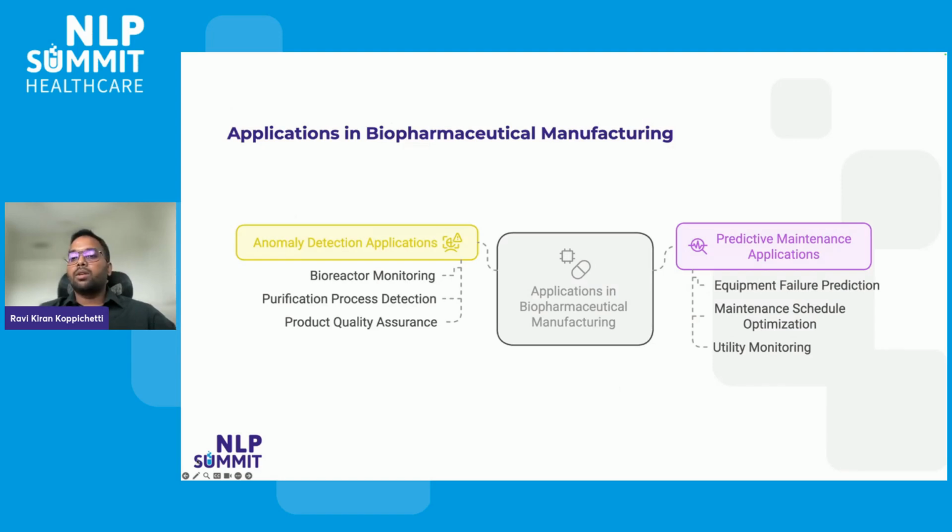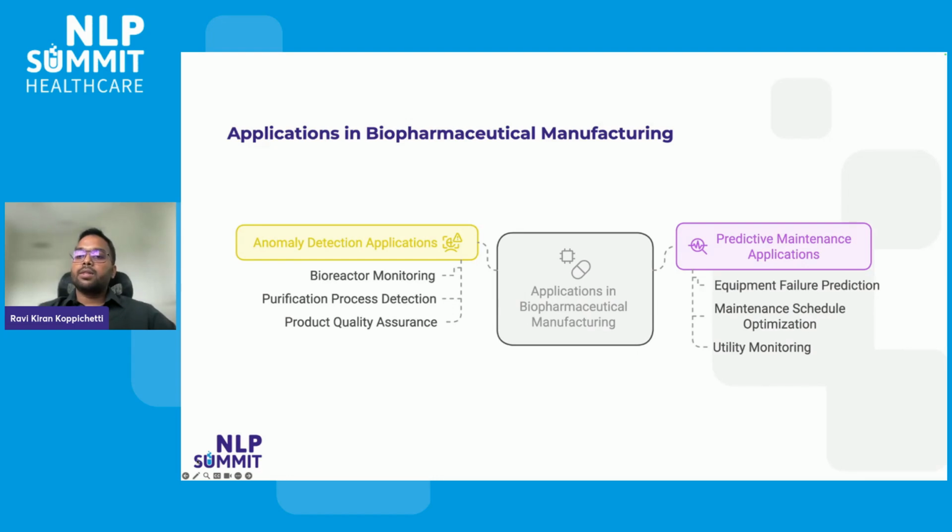Anomaly detection and predictive maintenance are revolutionizing biopharmaceutical manufacturing by addressing critical challenges and enhancing operational efficiency. In biopharmaceutical manufacturing, anomaly detection is essential for maintaining product quality and catching process inconsistencies. One key application is monitoring the bioreactor conditions itself. Bioreactors are where living cells are cultured to produce therapeutic proteins or other biologics.